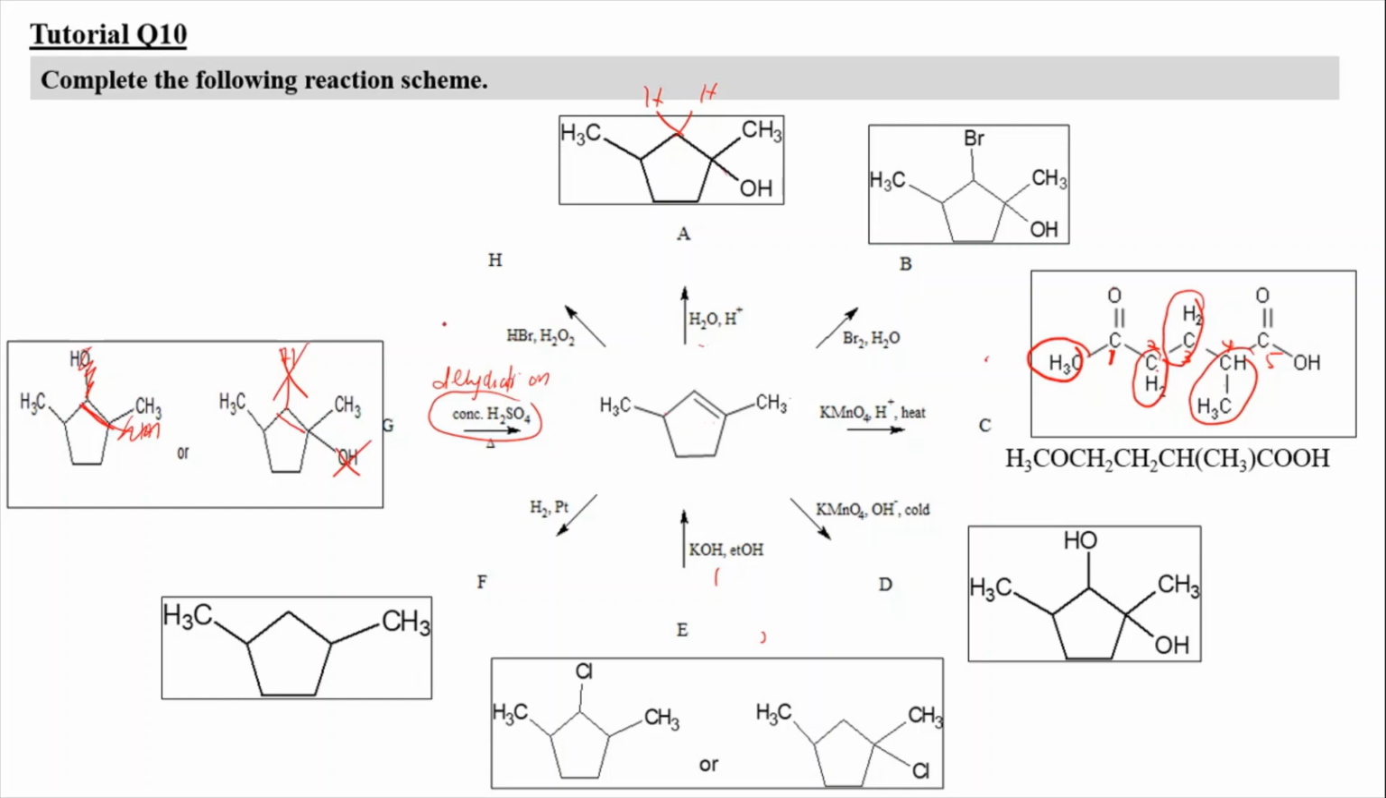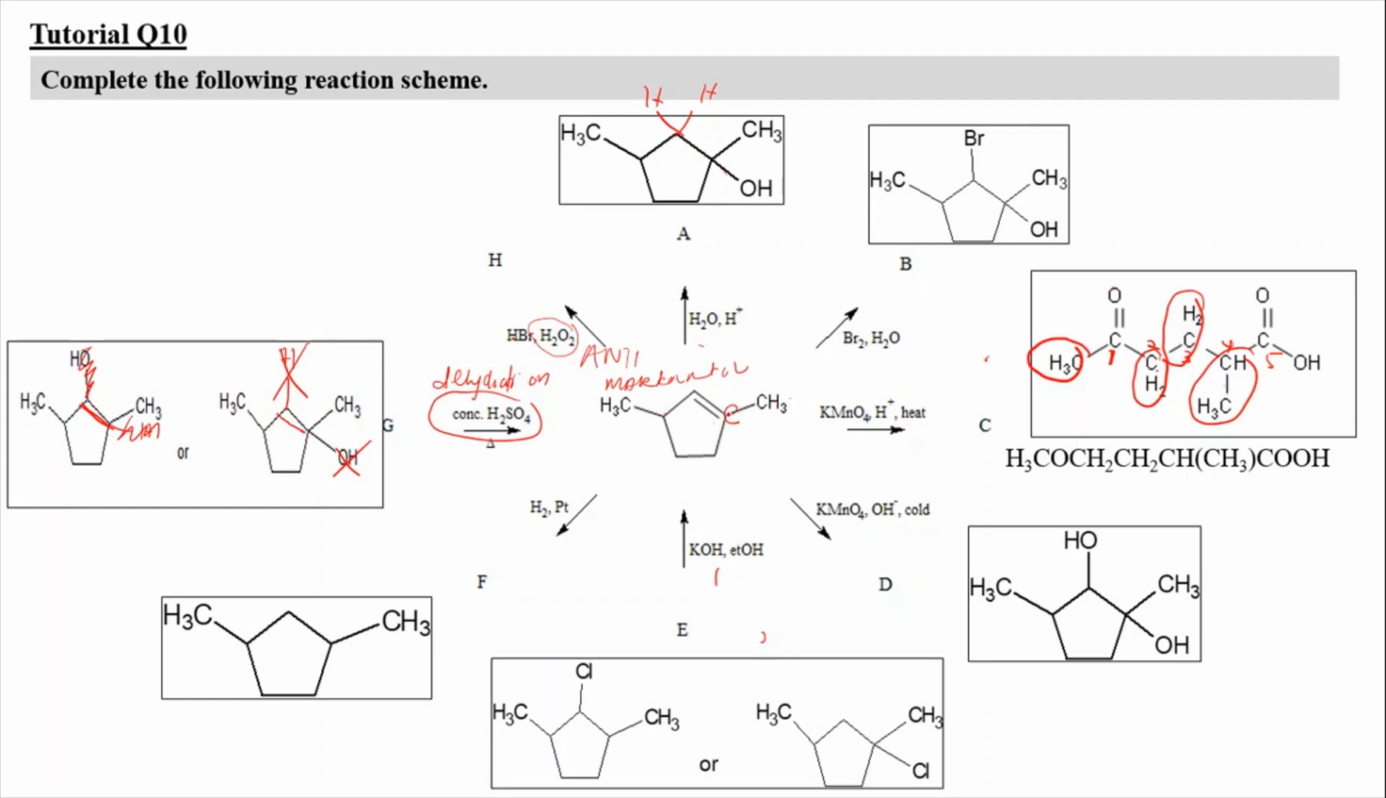Alright, now for reaction scheme H, we have to add HBr to the carbon-carbon double bond, but now with the presence of the peroxide here. So the peroxide means that it will follow anti-Markovnikov addition. Anti-Markovnikov states that the hydrogen needs to be attached to the carbon with the lesser number of hydrogens.